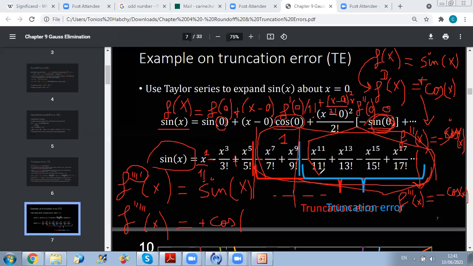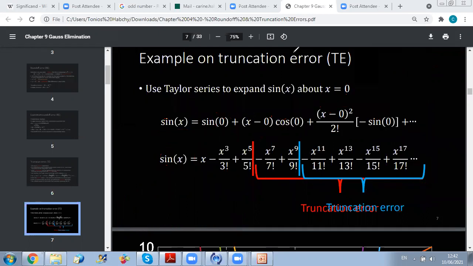And now we can see this by drawing the actual function sine x and the different approximating functions. If I do truncation here, I can approximate sine x by x. But you will see that this approximation is only valid if x is very close to 0. Because when you take more terms, your approximation will be valid for a larger interval, since your truncation error will be reduced. We will see this in the following slide in the graph.